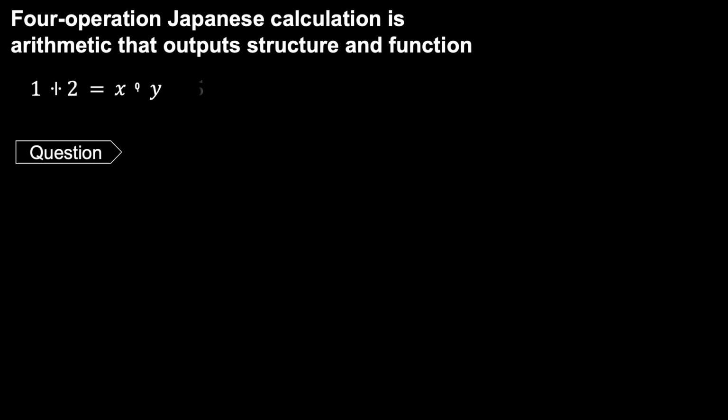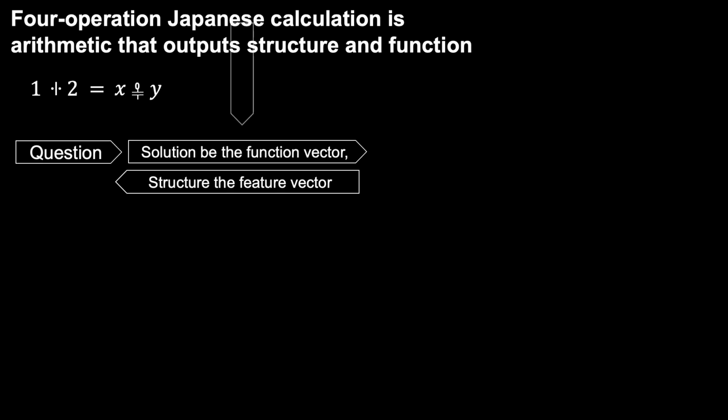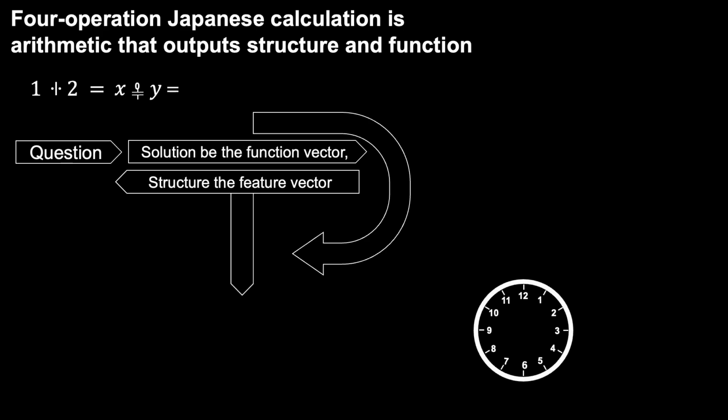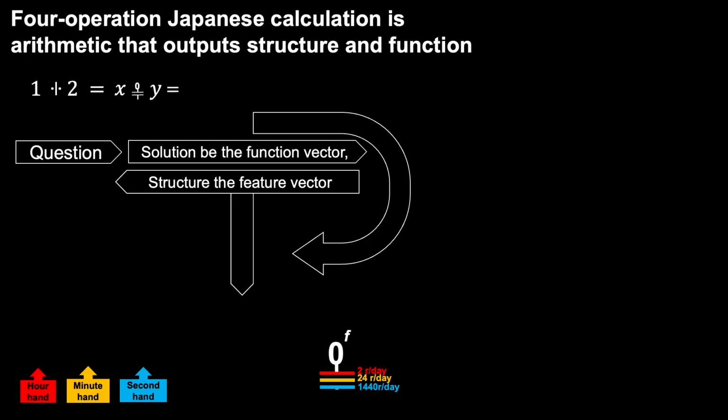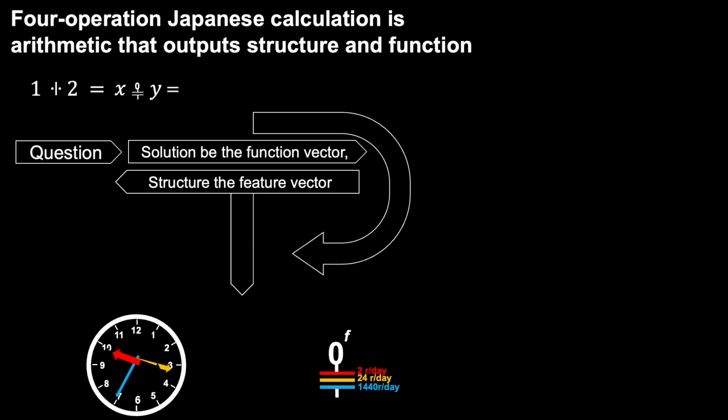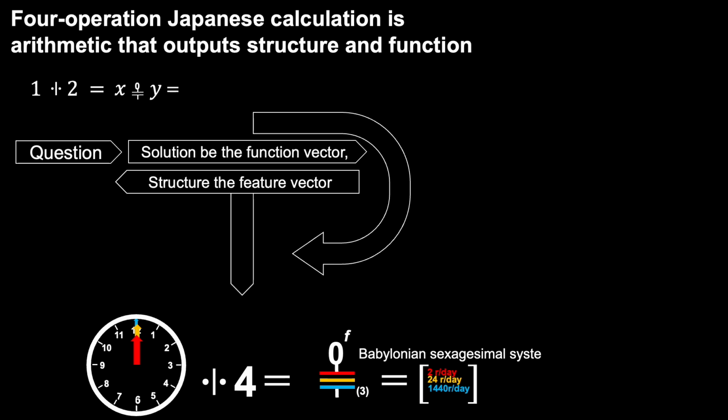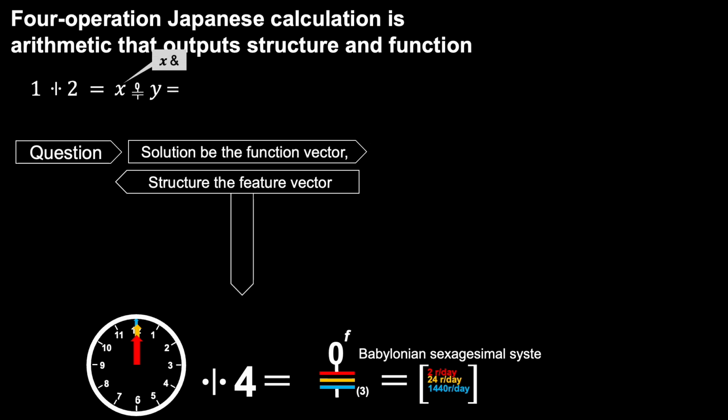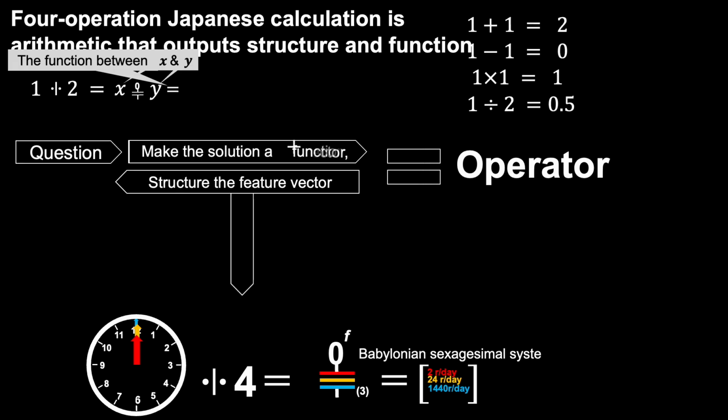In summary, my method of weaving operation involves turning a problem solution into a function vector, stacking it by Casanesan, and then proposing it by Urazan. The operator that encapsulates the clock's cycles is the answer. The function between x and y becomes the operator. This applies to all arithmetic.